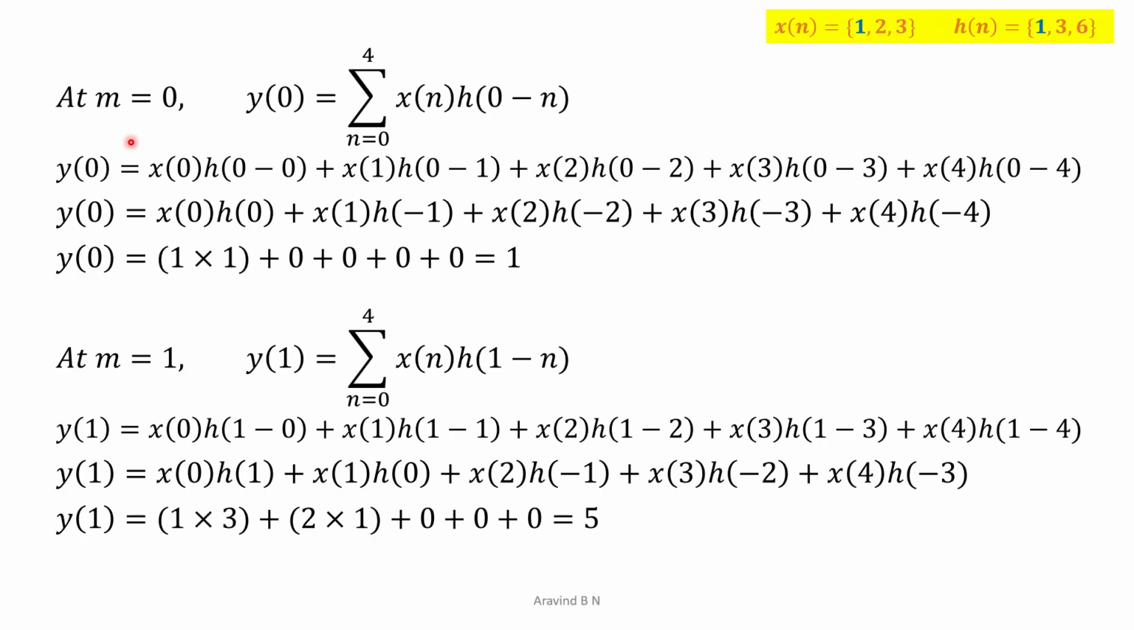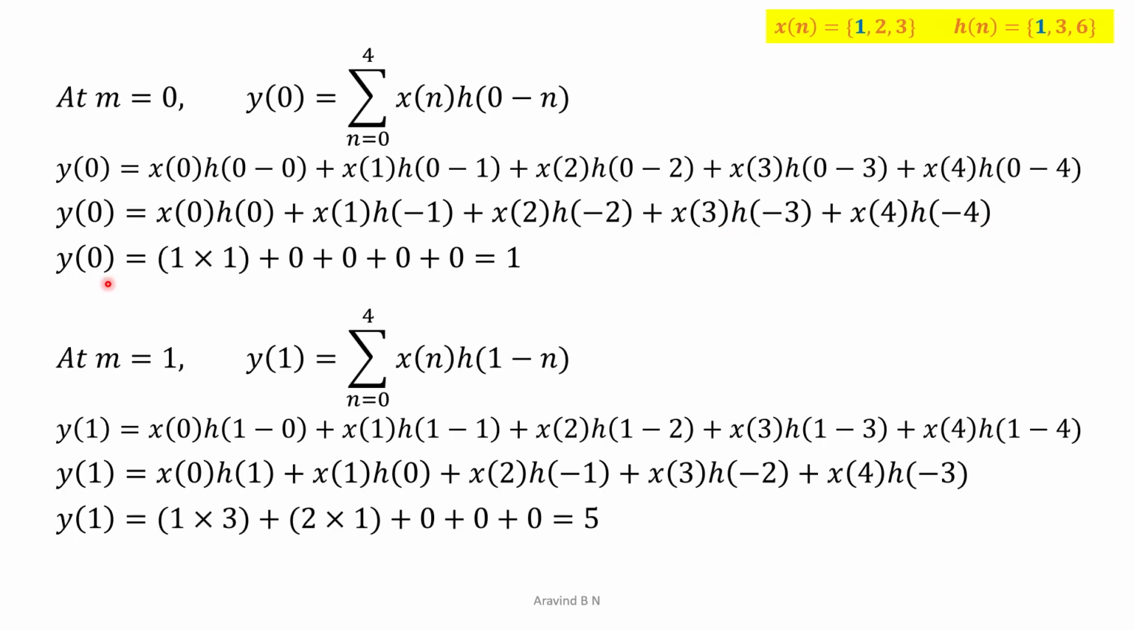Now calculating at each value of m, at m equal to 0, we calculate y of 0, that is equal to summation n equal to 0 to 4 of x of n h of 0 minus n. Expanding this summation, we get x of 0 h of 0 minus 0, x of 1 h of 0 minus 1, x of 2 h of 0 minus 2, x of 3 h of 0 minus 3 plus x of 4 h of 0 minus 4.